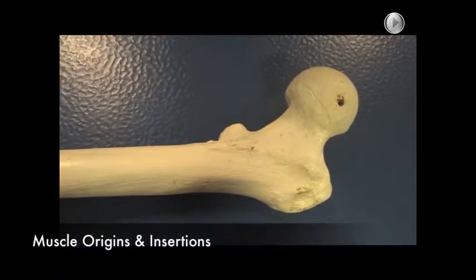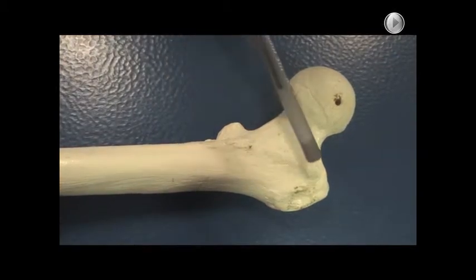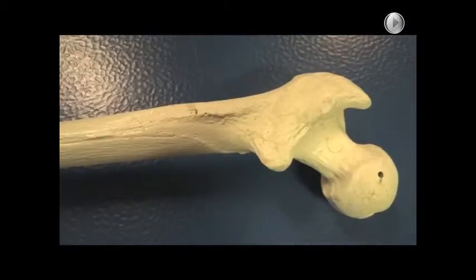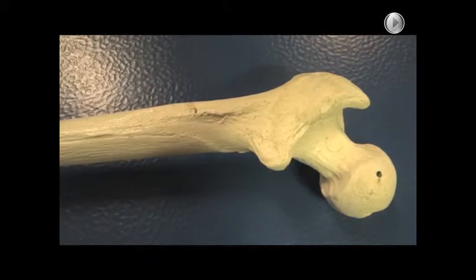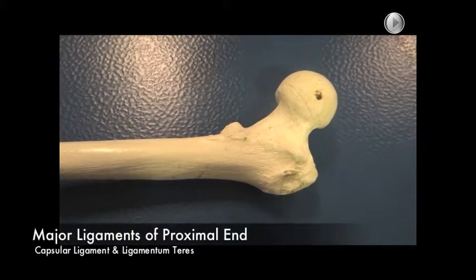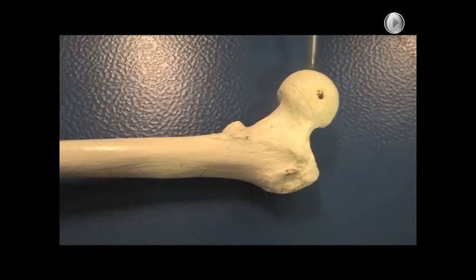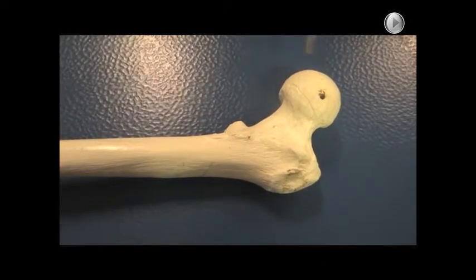Muscle origins and insertions. Gluteus medius inserts in the greater trochanter of the femur. Gluteus maximus inserts at the upper posterior surface of the femur. Major ligaments include the capsular ligament and the ligamentum teres. The cotyloid ligament connects the ligamentum teres to the hip.